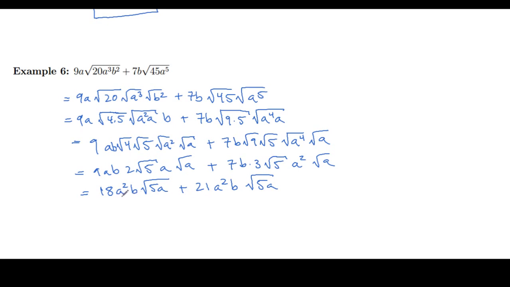And then look at this. We actually have two terms that have the same things with the variables involved and the same roots. So you see, we could combine the coefficients like we did before. 18a squared b plus 21a squared b. You see that everything under the lines here, they're actually the same. So we actually only have to combine these coefficients. So what would we get? 39 a squared b root 5a.